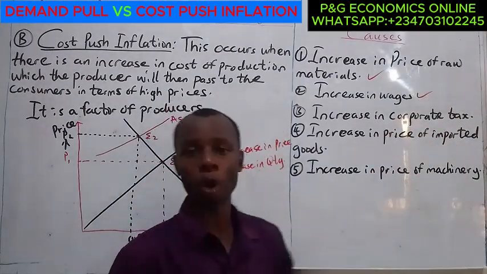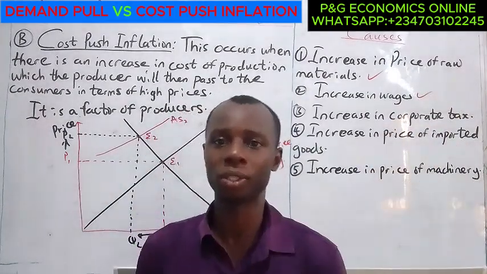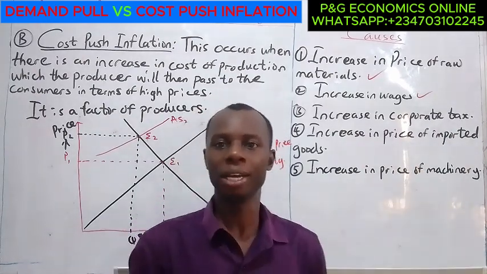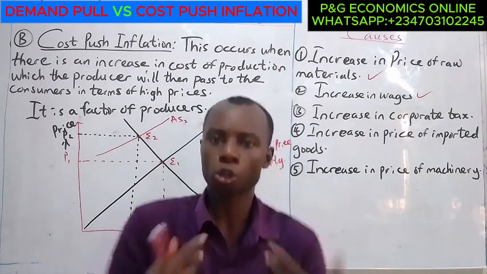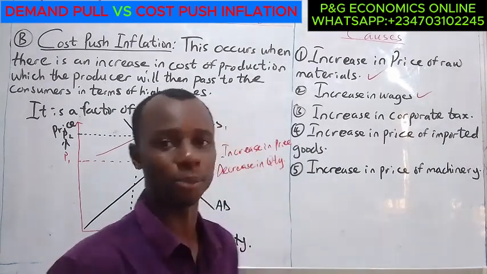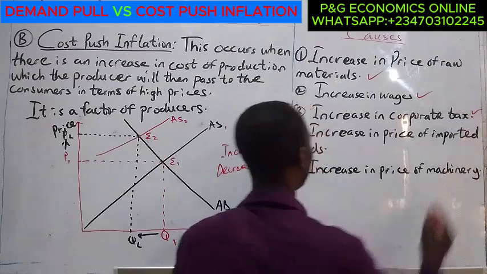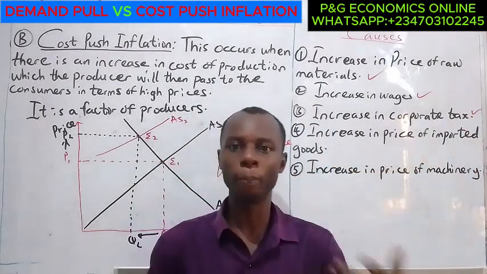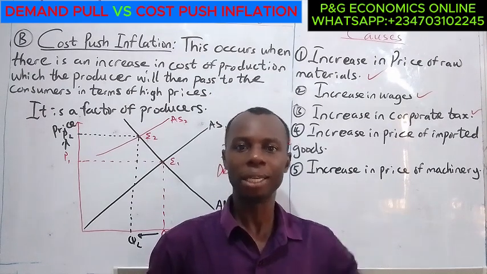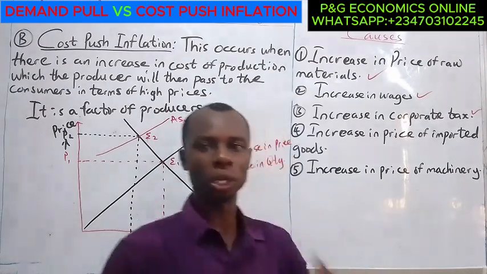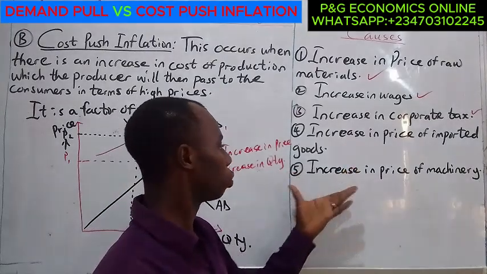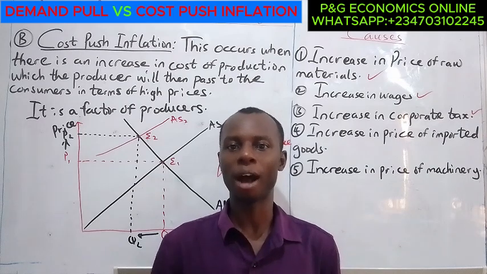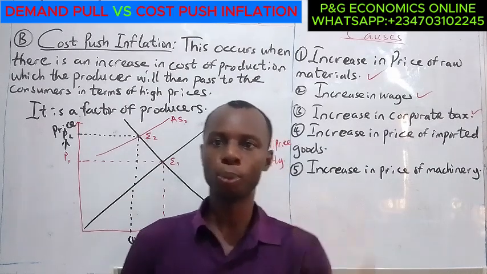Another one is increase in corporate tax. This is the tax that government charges companies. If the government is charging higher corporate tax, then they are paying more to the government. It will increase their cost of production. As a result, they pass the excess burden to the consumer in terms of high prices. Then another one is increase in price of imported goods. Some of these goods are used during production. If this also increases, they will have no other option than to pass the burden to the consumer. Next one is increase in price of machinery, the machinery being used in production. If any of this ever happens, it will trigger what is known as cost push inflation.